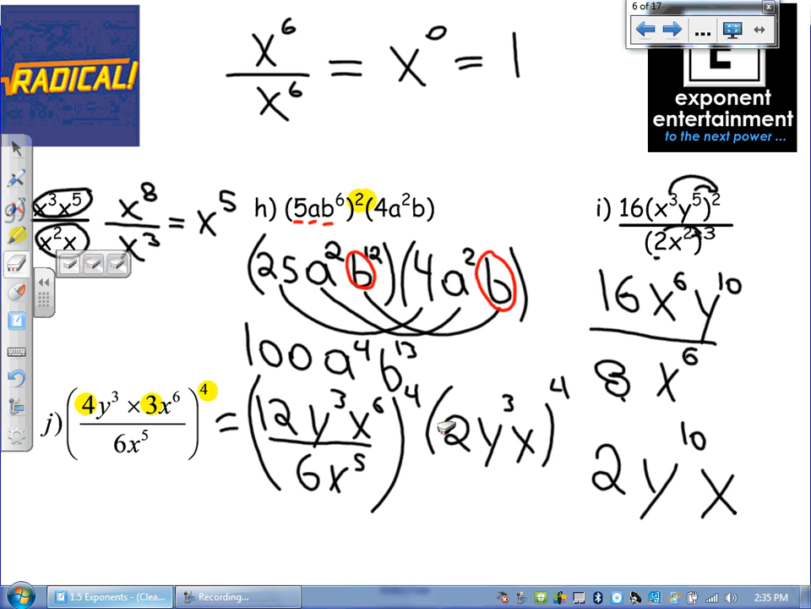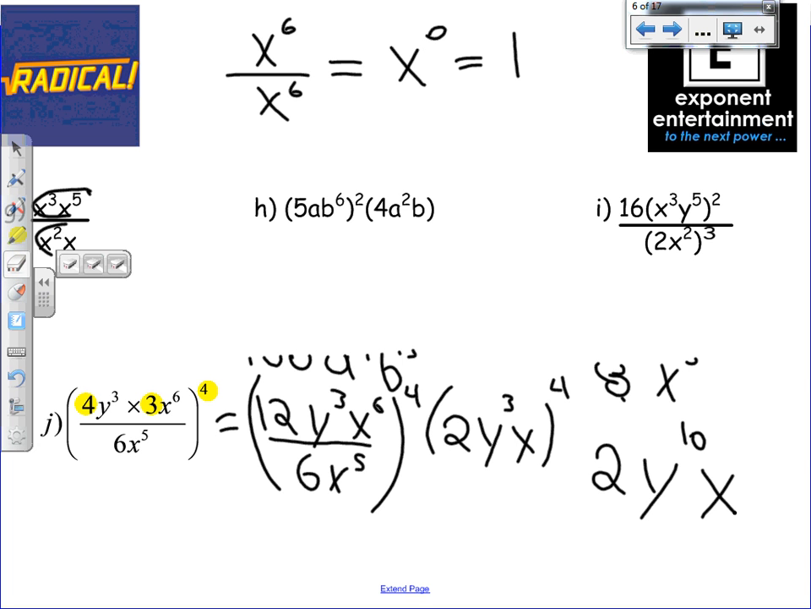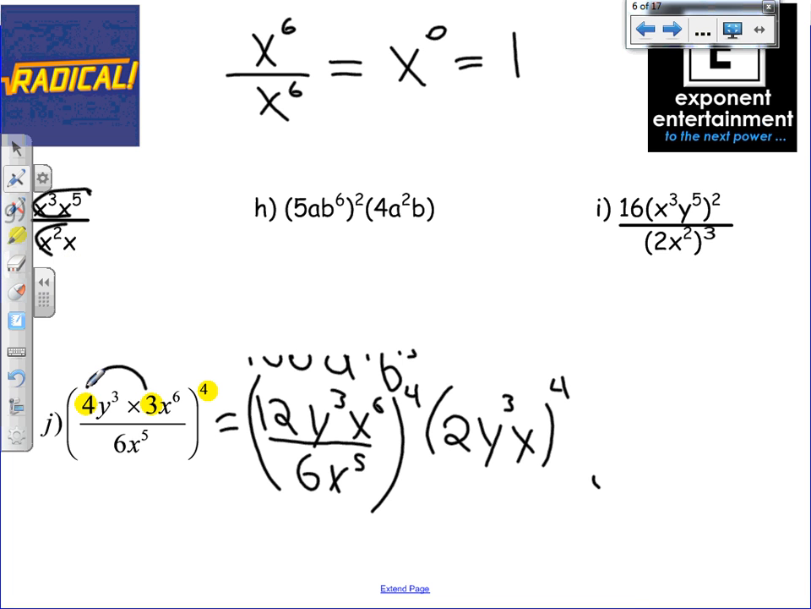If you did it wrong, wouldn't it be like 48 y to the 12 x to the 24 divided by 6 to the power 4? I'm not sure, we'll see at the final answer. Why did you get 12? The 12 came from 4 times 3. Your coefficients are on the top, so you deal with the things on the top first. Now what's your final answer?